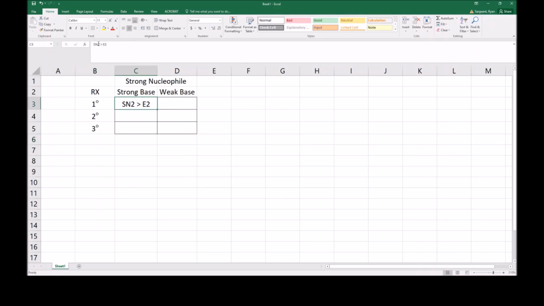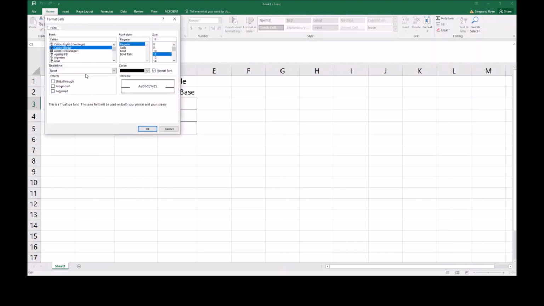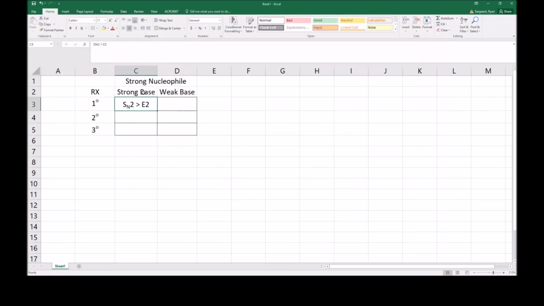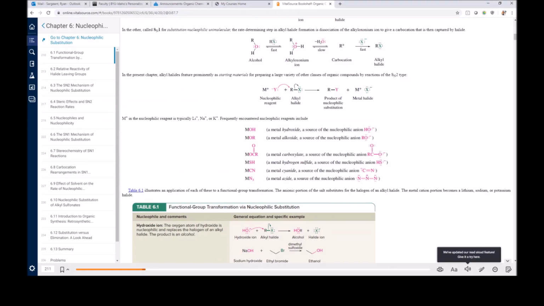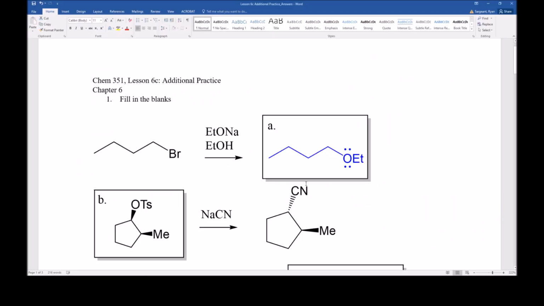And this is a table that you would have generated in the last lesson, but the table in the last lesson specifically looked at hydroxide. So we're just going to make that more generic and just say in general, if it's a strong nucleophile and a strong base, we expect Sn2 chemistry to be dominant over E2 chemistry. And that's what hopefully we learned from this question right here.